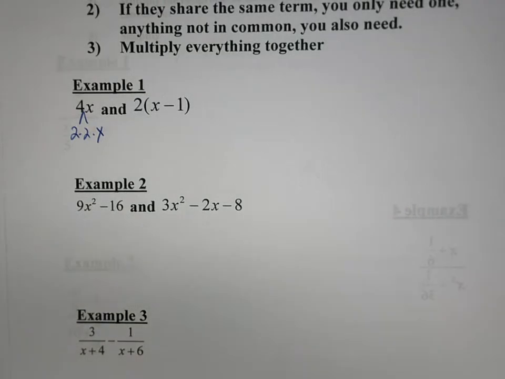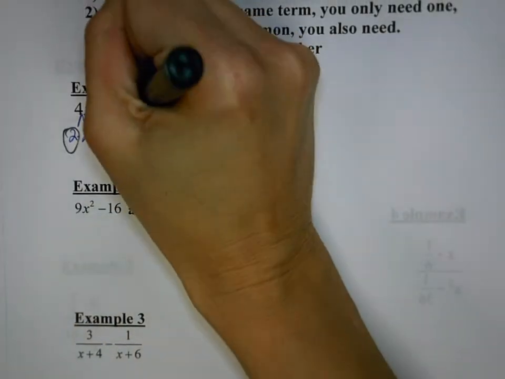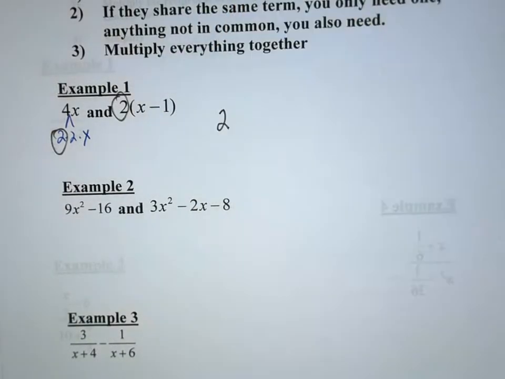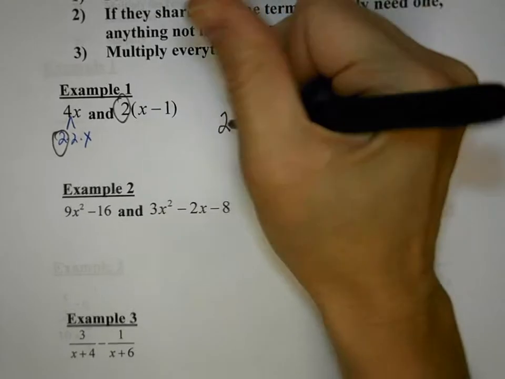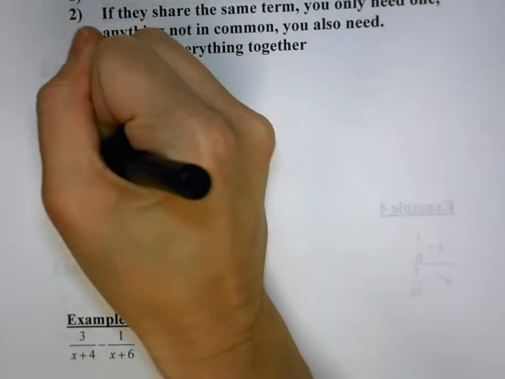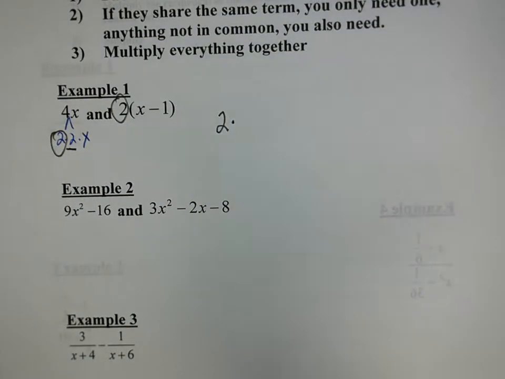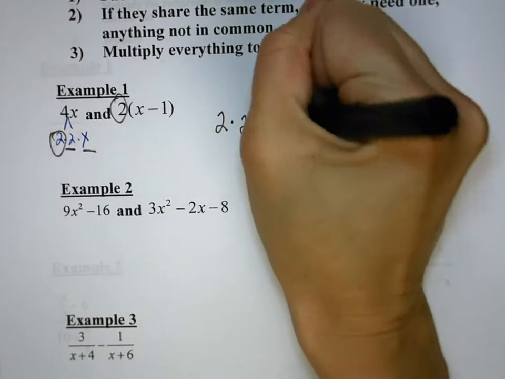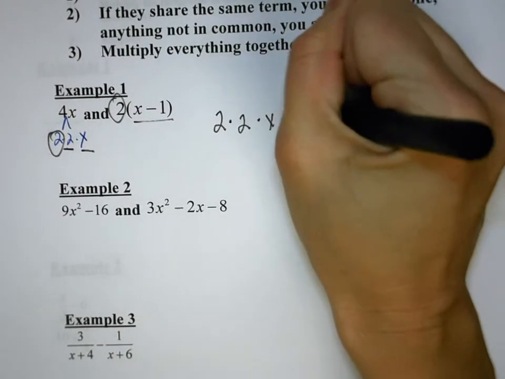Well, okay, so let's go through this. See how they both share a 2? Do we see that? So we only have to write that 2 one time. But do you see how there's another 2 here? They don't share anything else in common. So we need that other 2. We need that x, and you need the x minus 1.